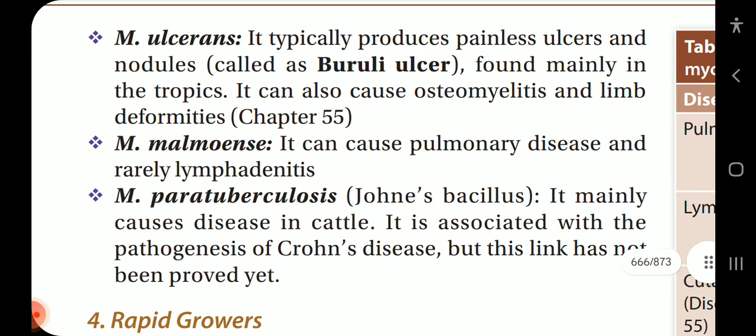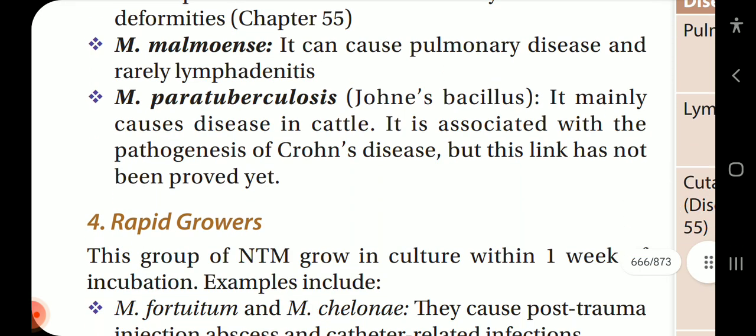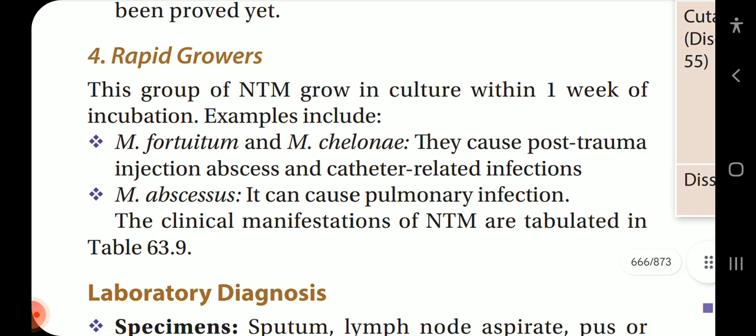M. ulcerans typically produces painless ulcers and nodules called Buruli ulcer, found mainly in the tropics. It can also cause osteomyelitis and limb deformities. M. malmoense can cause pulmonary disease and rarely lymphadenitis. M. paratuberculosis, Johne's bacillus, mainly causes disease in cattle and is associated with the pathogenesis of Crohn's disease, but this link has not been proved yet.